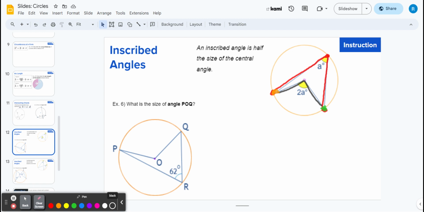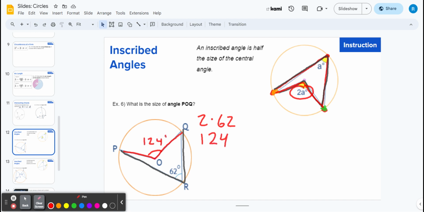So in example 6, we have PRQ, which is our inscribed angle. So that's the same one as this angle here. And we have POQ, which we're trying to find out, right? What is POQ? That is the same as our central angle here. So we want to take 2 times whatever this 62 is, which gives us 124. And that is going to be our answer, 124 degrees. We could also work the other way where we could take 124 and divide it by 2 to get to 62 if that's what the problem was asking.